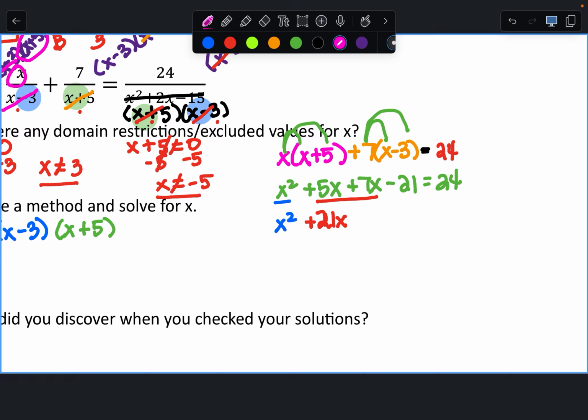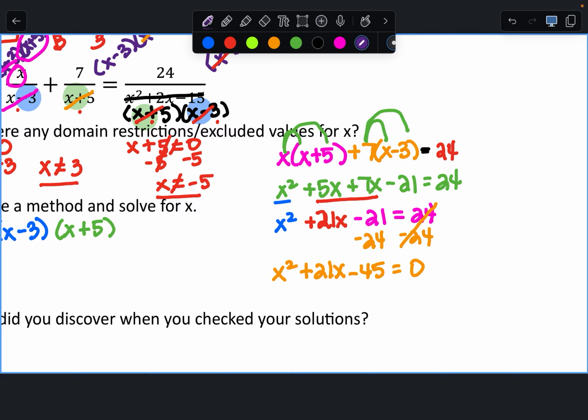And then I have this minus 21 equals 24. Once I see I have a squared, more than likely I'm going to end up having to factor. So I'm going to subtract this 24 and get it over by its friend. And now I have x squared plus 21x. These become a negative 45 equals 0.